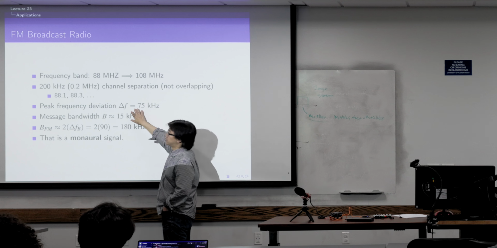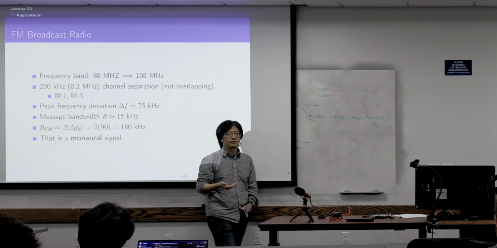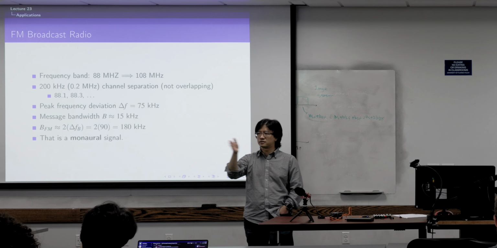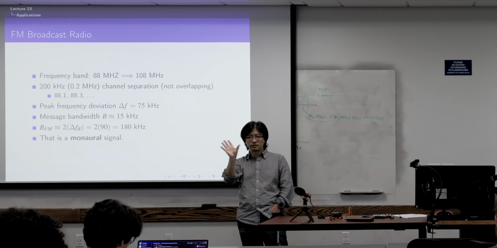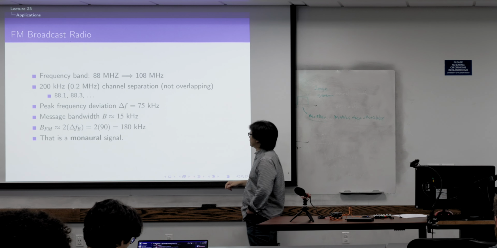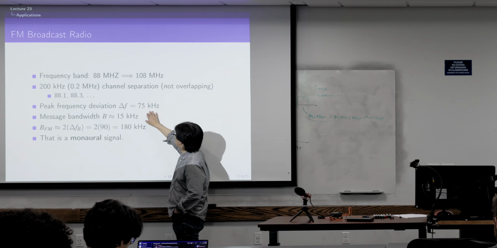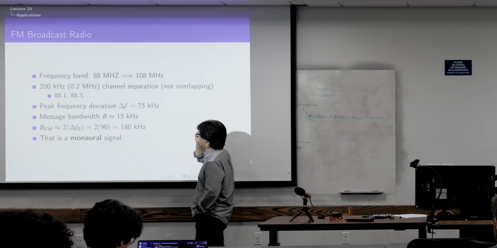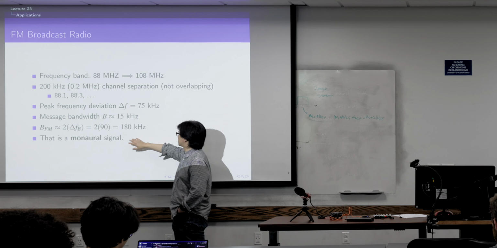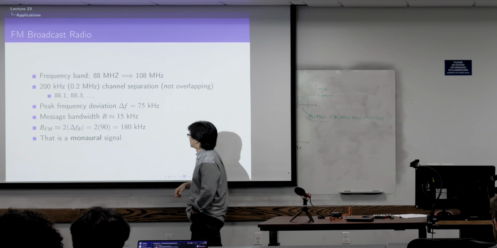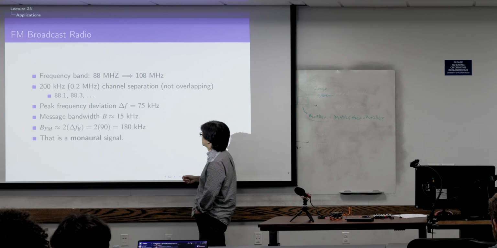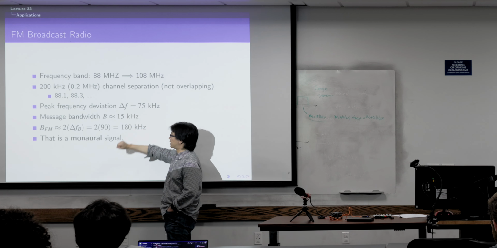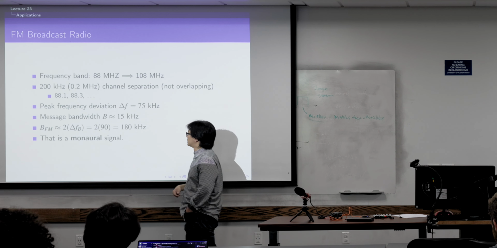And the delta F, in this case, hopefully you still remember, is the highest deviation in the frequency. It doesn't mean the bandwidth, it's the highest frequency deviation. In this case, it is 75 kilohertz. And the message bandwidth, because it's FM radio, is roughly 15 kilohertz. So for the bandwidth of FM here, because this guy is very small, we just ignore that. This is the bandwidth of the FM signal.